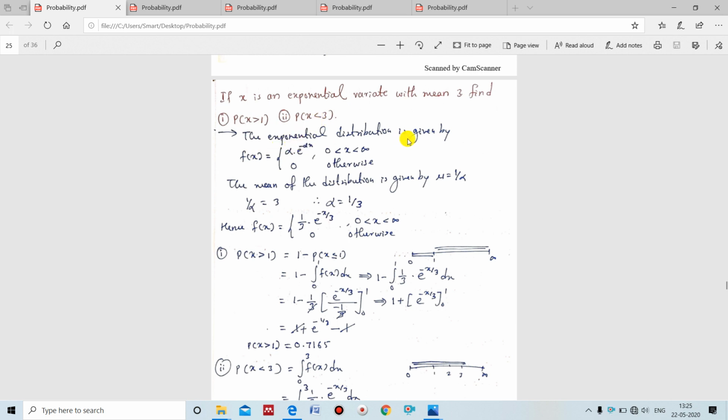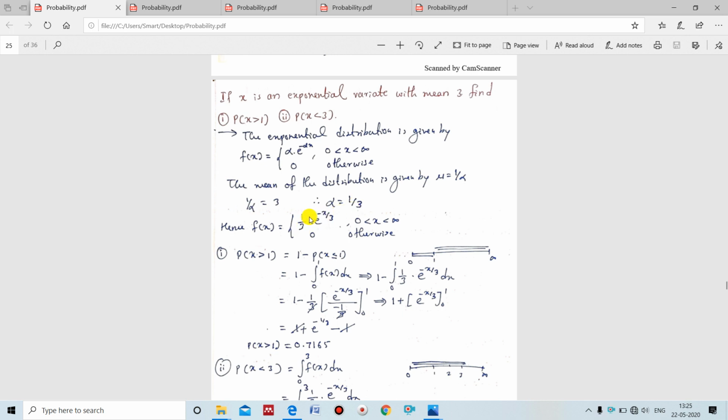The exponential distribution is given by f of x equal to alpha into e raised to minus alpha x in the interval 0 to infinity. Otherwise the f of x value will be 0. The mean of the exponential distribution is 1 by alpha. It is proved, but in the syllabus there is no proof, so use it directly. So mean is equal to 1 by alpha. So 1 by alpha is equal to 3. So alpha is equal to 1 by 3. It is given. So put the alpha value in f of x.